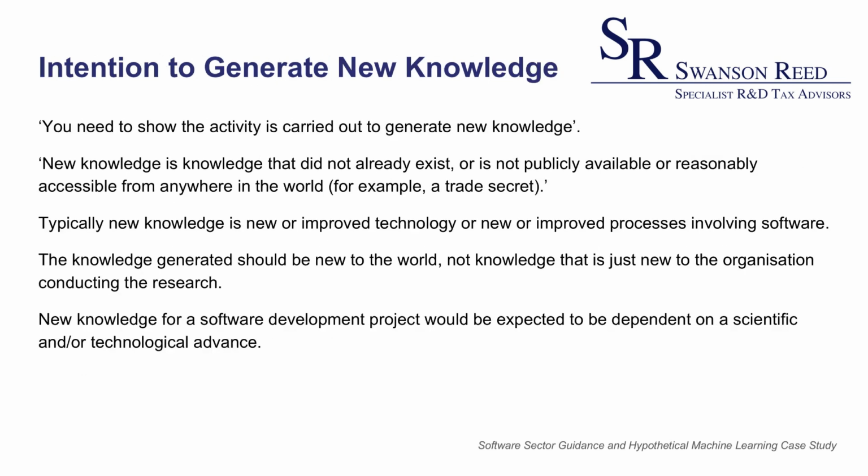The guidance outlines that to be eligible as core R&D activity, companies need to show the activity is carried out to generate new knowledge. New knowledge is knowledge that did not already exist or is not publicly available or reasonably accessible from anywhere in the world, for example, a trade secret. Typically with software claims, this comes in the form of new or improved technology, for example, algorithms or engines, or new or improved processes involving software.